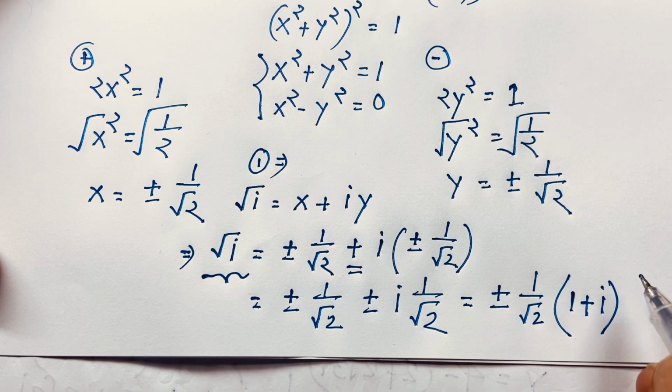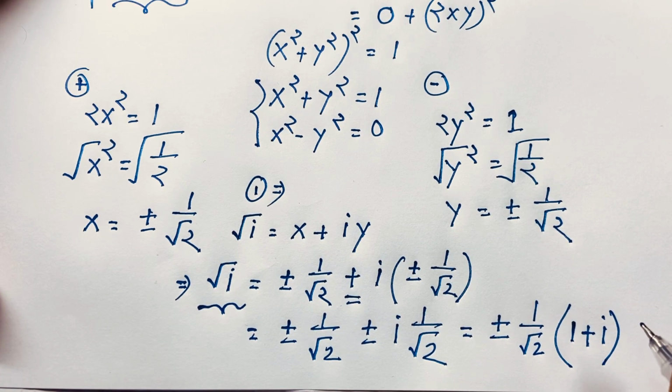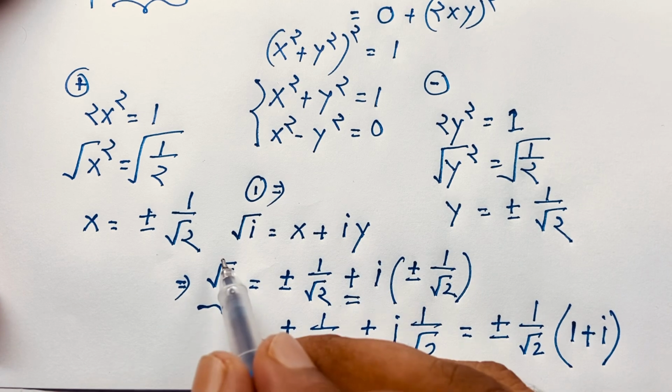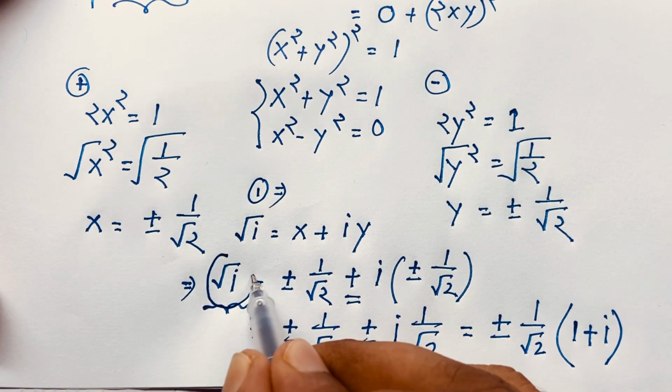And you can solve this question by the Euler formula method as well and find this solution. There are two solutions: the first solution is positive, and the second solution is minus 1 over square root 2 times 1 plus i. So we find our solution: the square root of i is equal to what?